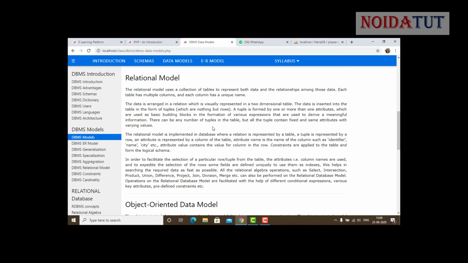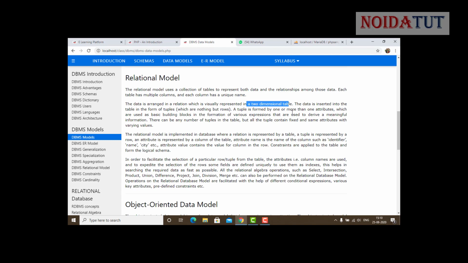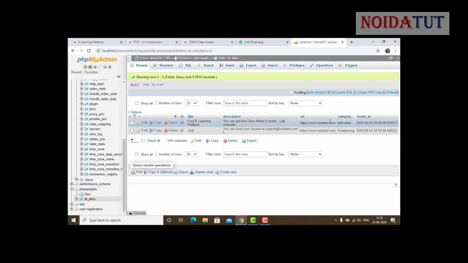Now the relational model uses a collection of tables to represent both data and the relationships among those data. Each table has multiple columns and each column has a unique name. The data is arranged in a relation which is usually represented in a two-dimensional table. You can see that this relation is a two-dimensional table. These are the rows which we have filled and which can be inserted, edited and modified. These are the columns, so this is considered a two-dimensional table. The data is inserted into the table in the form of tuples, which are nothing but rows. You can see that these are the tuples, the data that has been inserted.